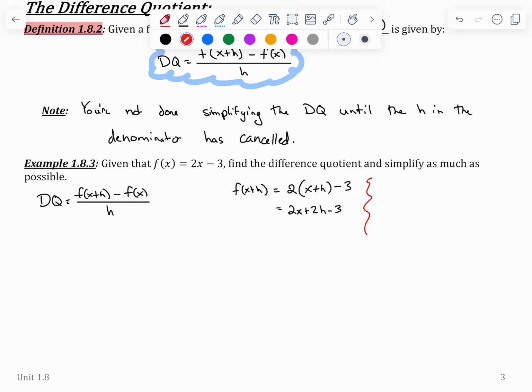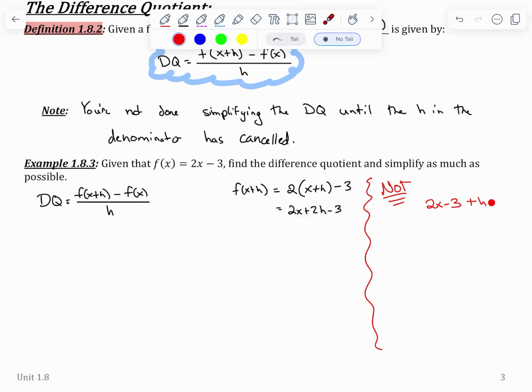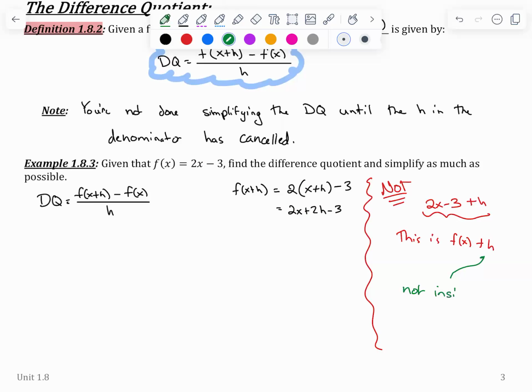Now, this is a little aside, very, very important because I see it happen all the time and I don't want it to happen to you. f of x plus h is not 2x minus 3 plus h. Please see the difference. Here, there's two h's, here's one. This right here on the right-hand side in red, this is f of the quantity x, then plus h on the outside. So, not inside of f.